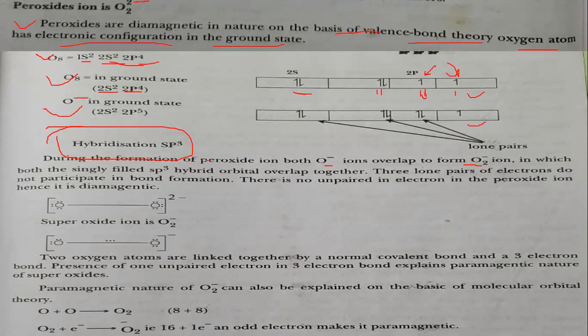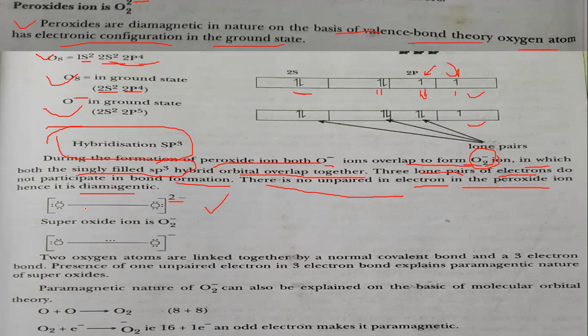During the formation of the peroxide ion, both O minus ions overlap to form the O2 2- ion, in which both singly filled sp3 hybrid orbitals overlap together. The 3 lone pairs of electrons do not participate in bond formation, right? So there is no unpaired electron in the peroxide ion, hence it is diamagnetic. Here 2 electrons are there, so no unpaired electron is there in that case.